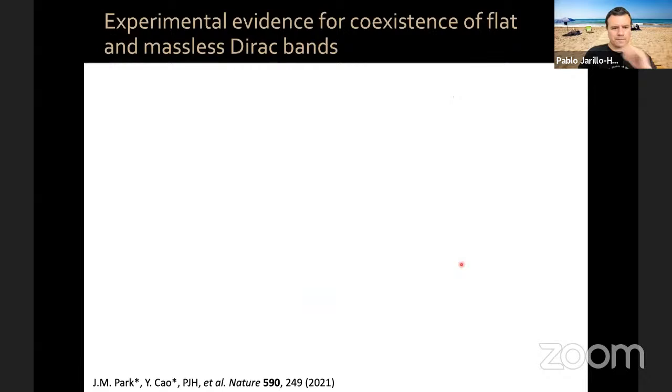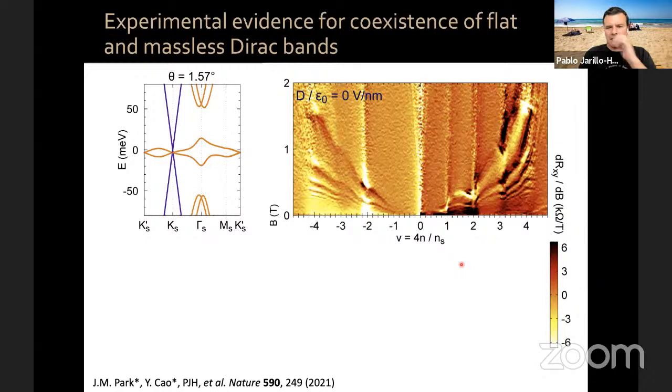So, do we have evidence for the coexistence of that flat band and those massless Dirac bands? Indeed, we do. If we measure Shubnikov-de Haas oscillations, so Rxy, and I'm taking the derivative here of Rxy with respect to magnetic field. I'll show simpler data in a moment. This is a bit complicated data, but it's just to show that we have that massless Dirac band.